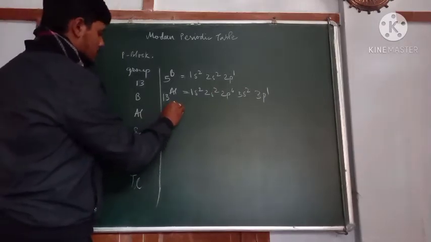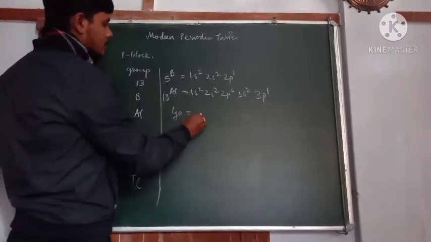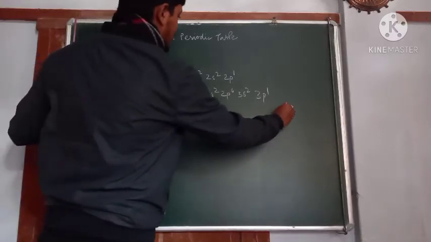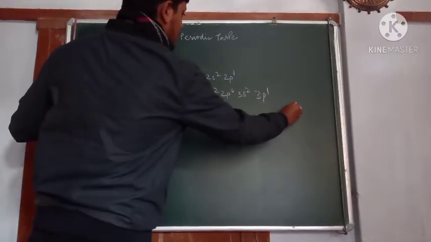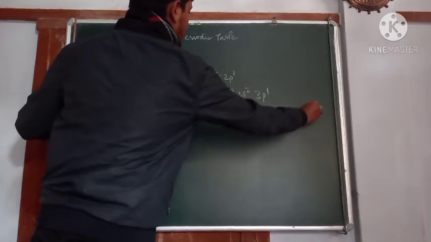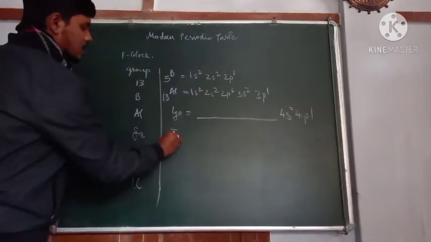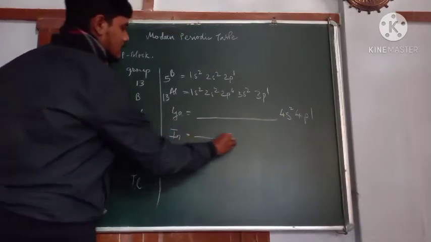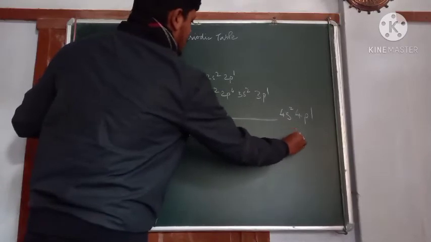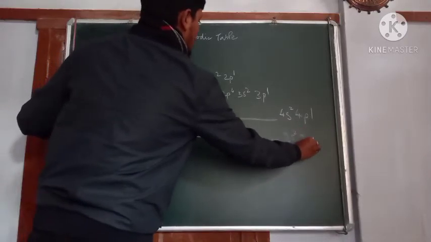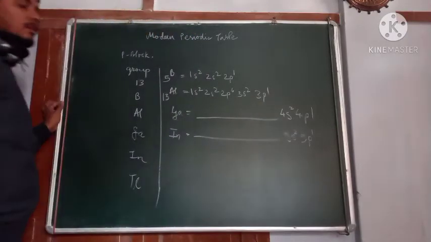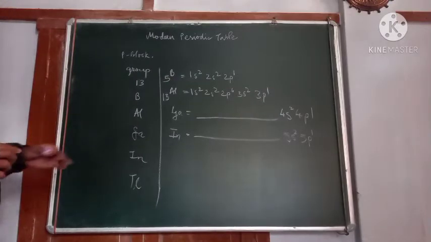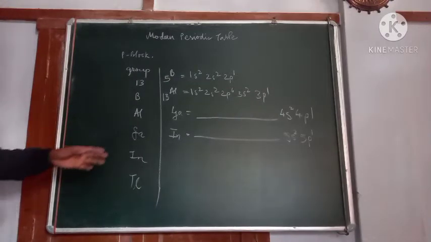Similarly, if I write for gallium it will be something after that, 4s2 4p1. If I write for indium I will get 5s2 5p1. Okay, so the general configuration for these boron group elements is this one.